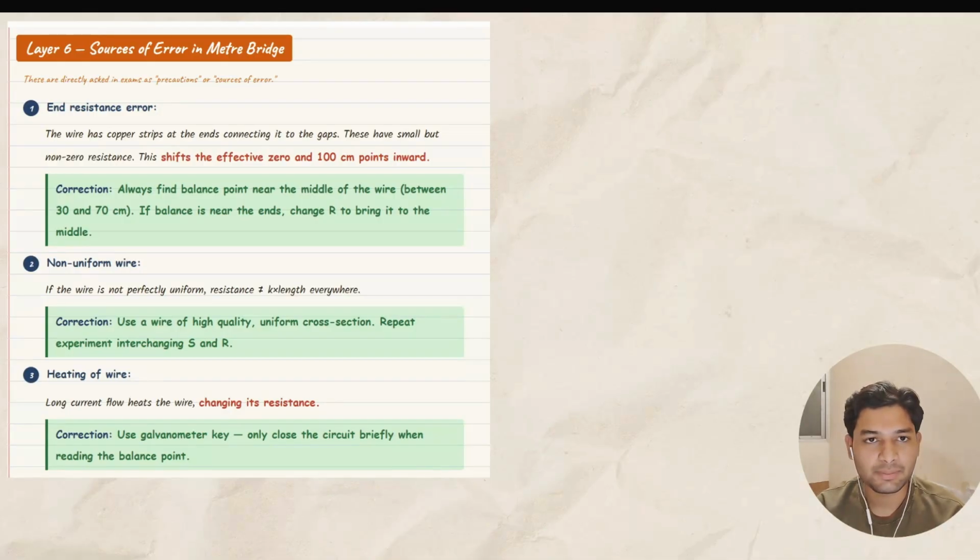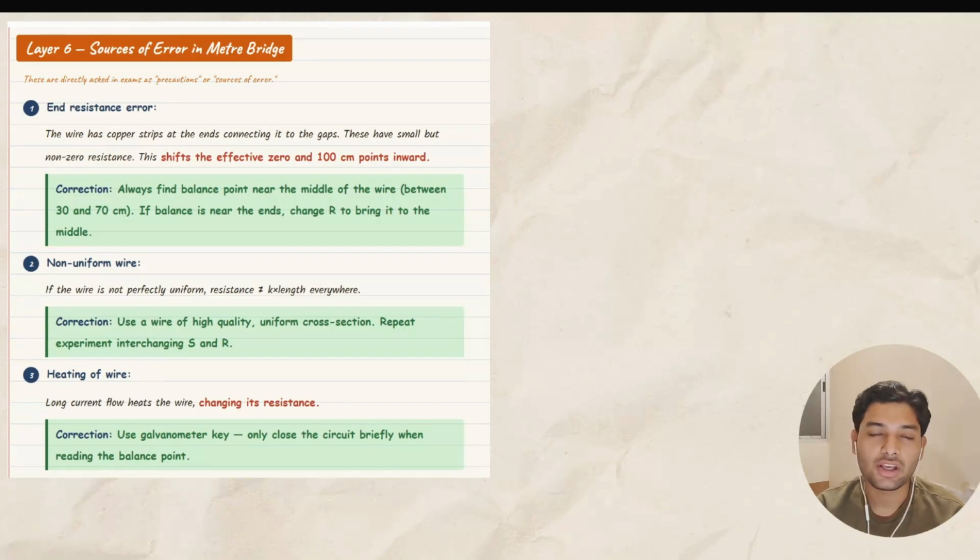We will do a question on this particular topic too. Heating of wire: as long as current flows, it heats the wire, so changing its resistance can be a particular headache. So use a galvanometer key. Only close the circuit briefly when reading the balance point.